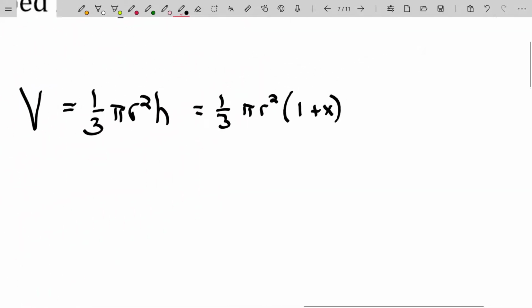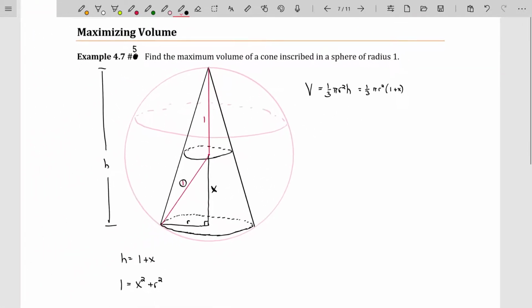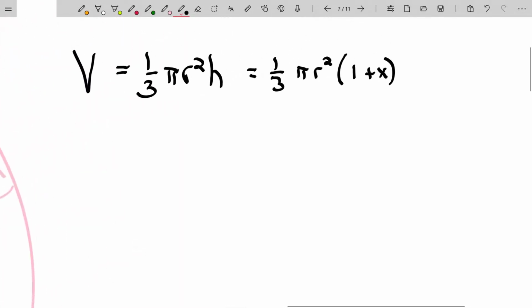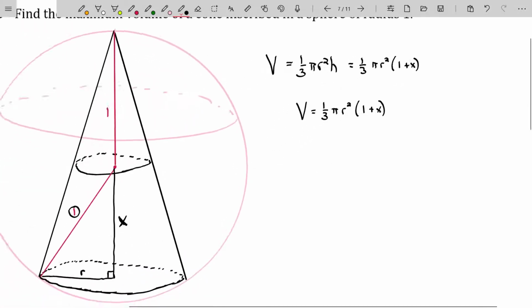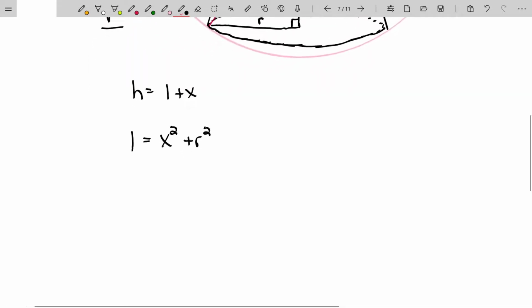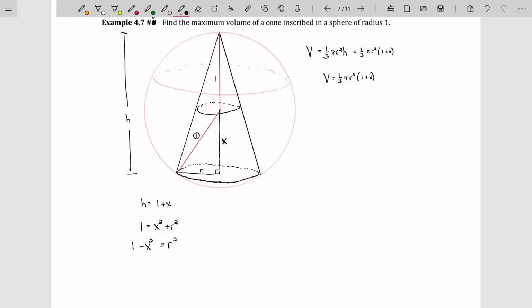In fact, you know what I could do? Instead of solving for r or for x, I'm going to solve this for r. Because notice in my equation, v is equal to 1/3 pi r squared times 1 plus x. But the reality is, I don't want to sub out x. I'd love to sub out r squared because r squared is simply 1 minus x squared. So that's what I'm going to do. Rather than subbing in for x, I'll sub in for r squared.